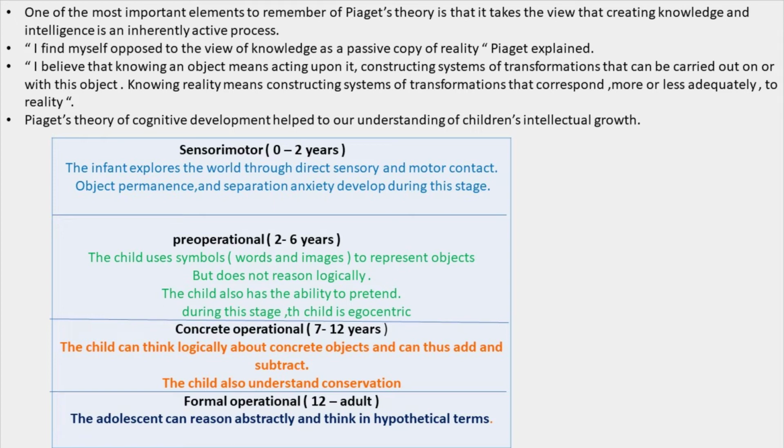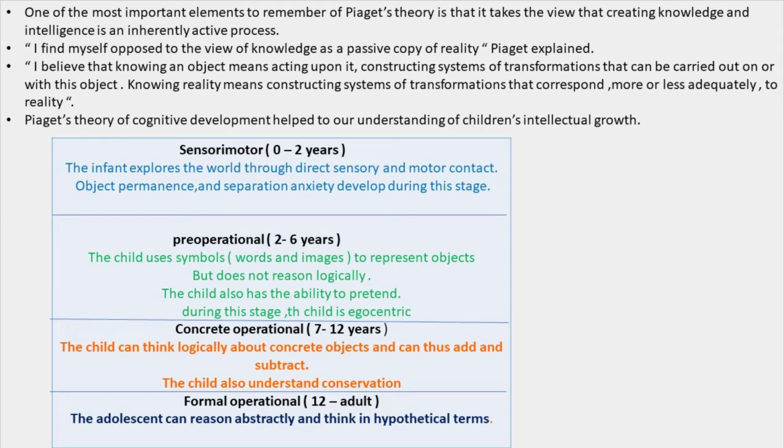Sensorimotor, 0 to 2 years. The infant explores the world through direct sensory and motor contact. Object permanence and separation anxiety develop during this stage. Pre-operational, 2 to 6 years. The child uses symbols, words, and images to represent objects but does not reason logically. The child also has the ability to pretend. During this stage, the child is egocentric.